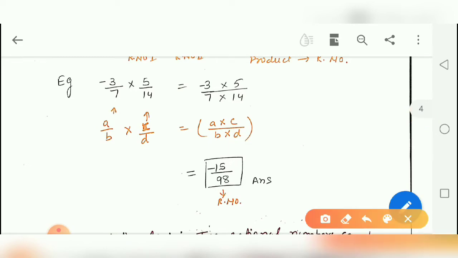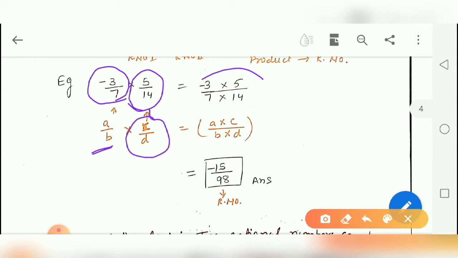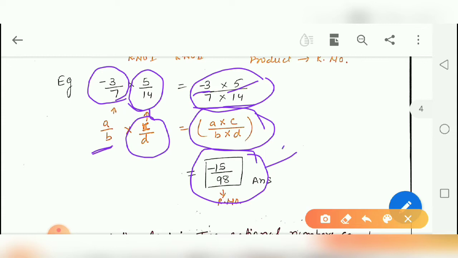Here we have taken two rational numbers. The first is negative 3 upon 7 and the second is 5 upon 14. Now if we multiply, the numerator is multiplied with the numerator and the denominator is multiplied with the denominator. If we multiply these two, the answer is negative 15 upon 98 and this is also a rational number.